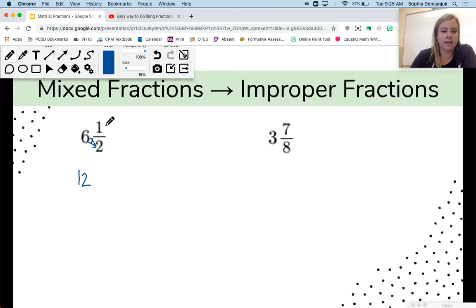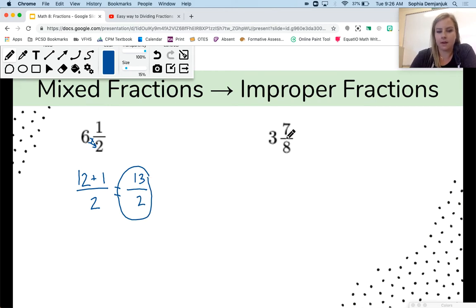And then we're going to take the numerator that we already have and add it to that number, and we're going to keep it all over the denominator still. So you just multiply whole number by denominator to get 12, and then you keep the numerator and the denominator. And you're going to simplify the numerator. 12 plus 1 gives you 13 over 2. 13 isn't divisible by 2, so we're going to leave it at that.